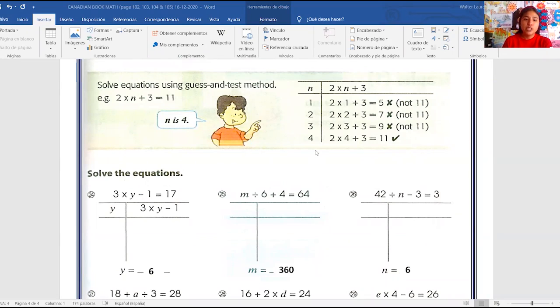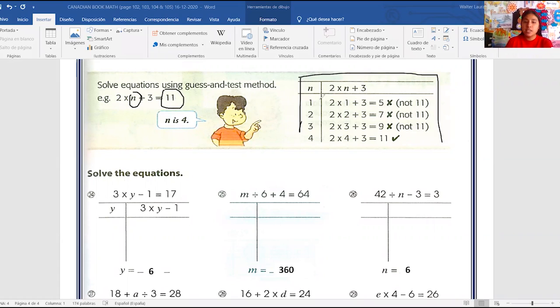It says, solve equations using the guess and test method. So in this case, we have this example. It says 2 times n plus 3 equals 11. We need to find our value. In this case, our variable is n, so we need to find the value of n. We are going to follow this method. We need to know what is the correct value of n in order to have 11.